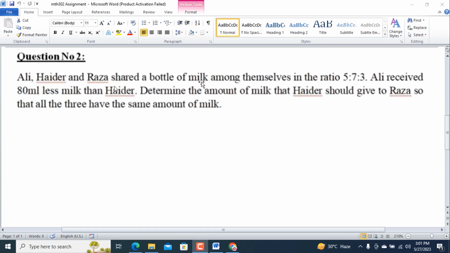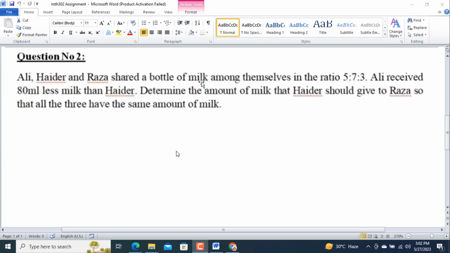Ali, Haider and Raza shared a bottle of milk among themselves in the ratio 5:7:3. Ali received 80 milliliters less milk than Haider. This is the first condition. Determine the amount of milk that Haider should give to Raza so that all three have the same amount of milk. Haider gives from his share to Raza to make the distribution of the milk equal.